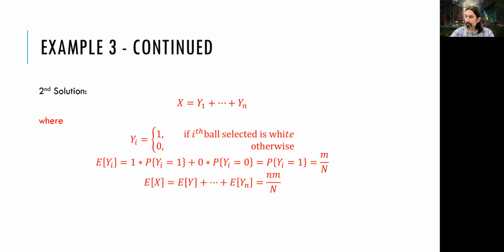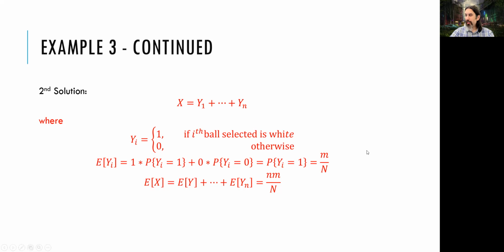Now, yi is equal to 1 if the ith ball selected is white. I'm selecting a ball, I'm checking if it's white. If it's white, then this is 1. If it's not, then this is 0. Then I can write the expectation of yi like this: 1 times the probability of yi being 1, plus 0 times something. It doesn't really matter what it is because it's multiplied by 0. So we are looking for this value, yi equal to 1, the ith ball selected is white.